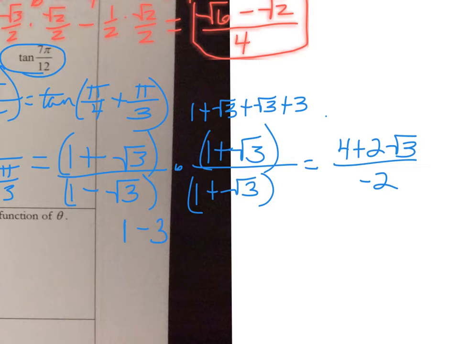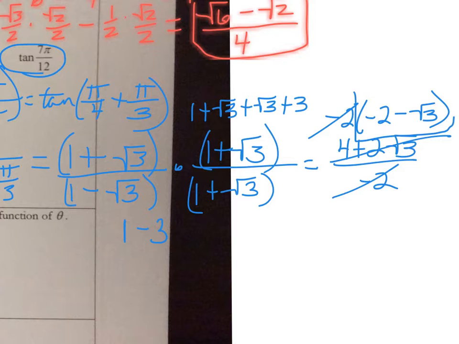I could factor a negative 2 out of that numerator, and that'll leave me with negative 2 minus root 3. And the value of doing that is that I could get the negative 2's to cancel. So what's the tangent of 7 pi over 12 equal to? It's equal to negative 2 minus the square root of 3.